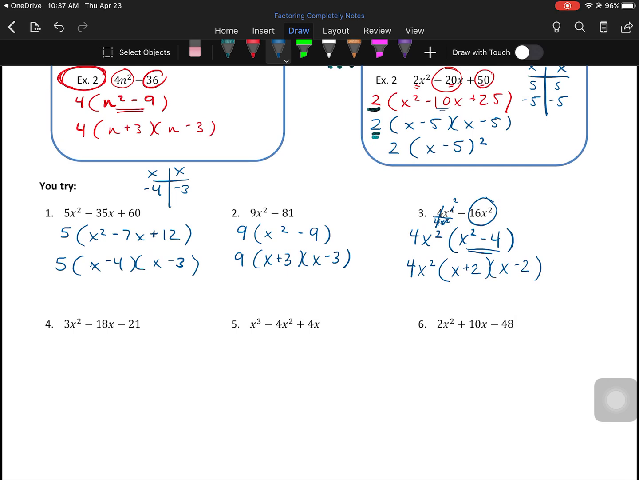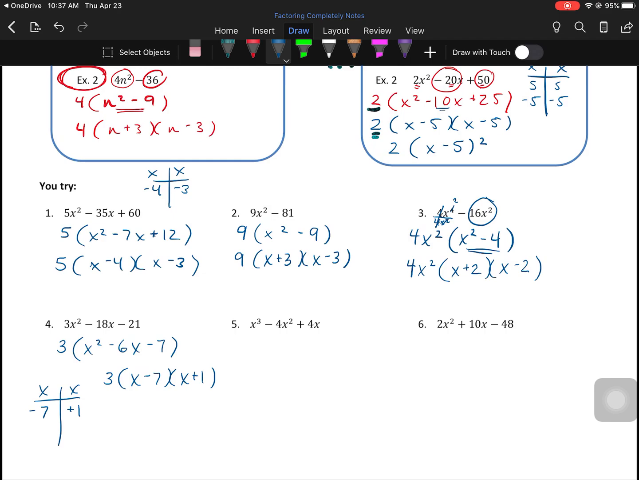For number 4, first step, I'm going to take out a GCF. I can take out a 3 for this one, divide everything by 3. X squared minus 6x minus 7. Let's get a T-chart for this one. I need to multiply to -7 and add to -6. So it's going to be -7 and +1. So we'll write this as 3 times x minus 7, x plus 1.